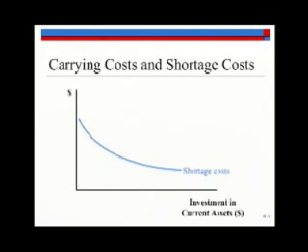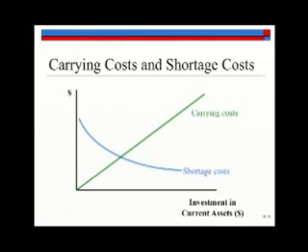We have two types of costs, carrying costs and shortage costs. On the left-hand side, on the y-axis, you can see the costs, and on the horizontal axis, you can see the size of the investment. We have shortage costs, and the bigger the investment in current assets, the less likely we are to experience a shortage, for example, in inventory. So our shortage costs are low and declining slowly.